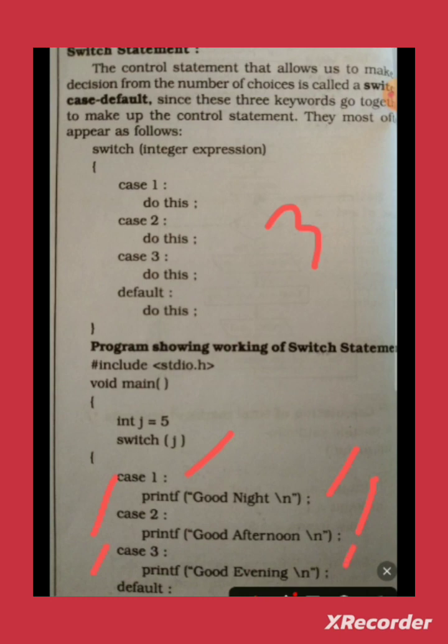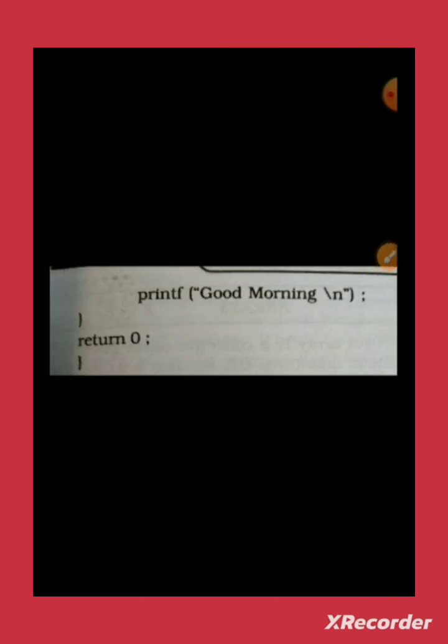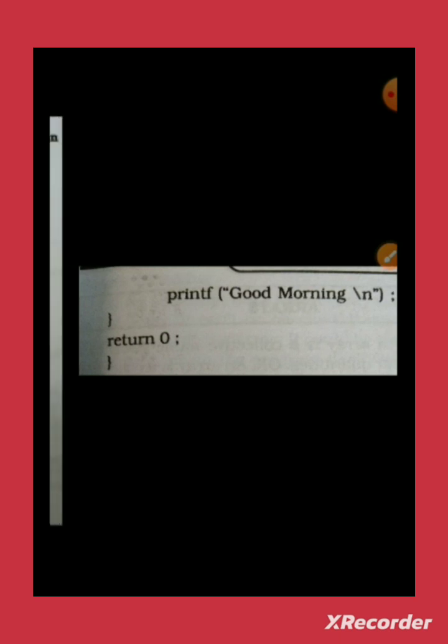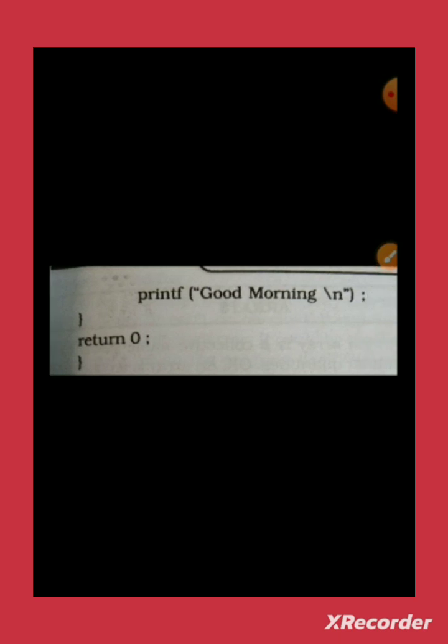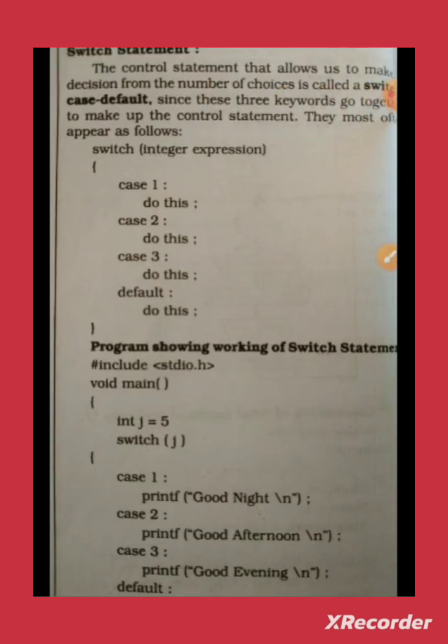If the user doesn't enter 1, 2, 3 or any of these, then by default I am giving default colon printf good morning. So if the user doesn't enter any of these, then by default it will automatically print good morning on the screen. That's it. And we are ending the switch statement and the C program. This is the simple switch statement program, and this is not the best practice of using a switch statement.